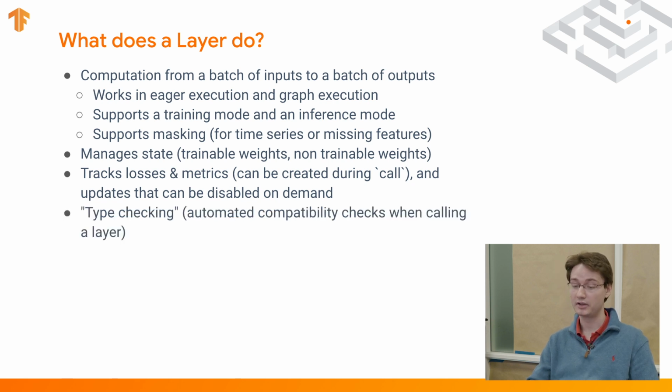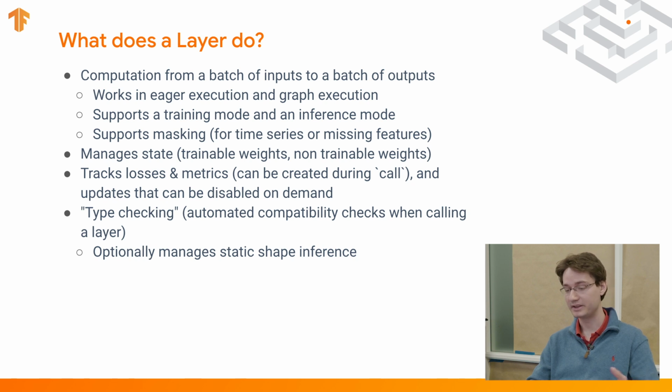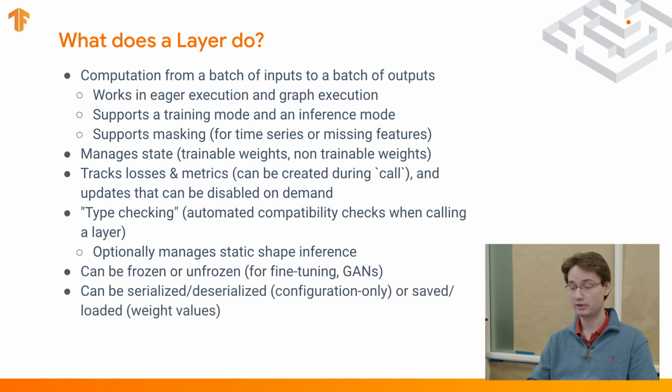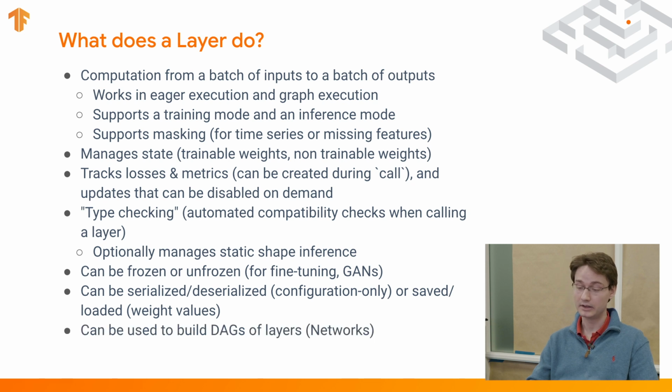Layers can also do a form of static type checking. There's infrastructure that's built in to check the assumptions that the layer is making about its inputs, so that we can raise nice and helpful error messages in case of user error. We support state freezing for layers, which is useful for things like fine-tuning and transfer learning and GANs. We have infrastructure for serializing and deserializing layers and saving and loading their state. We have an API that you can use to build directed acyclic graphs of layers.